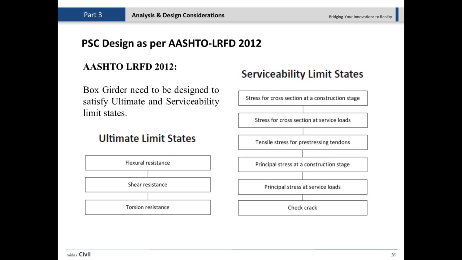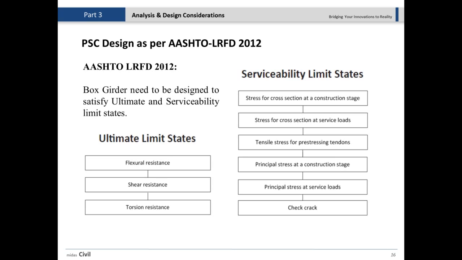All right, so now let's talk about the analysis and design considerations as per AASHTO LRFD. This is the general approach for the design of pre-stressed and post-tension bridges and also segmentals as per AASHTO LRFD. I won't go into too much detail, just quickly touch base on some of the main categories that are required by AASHTO.